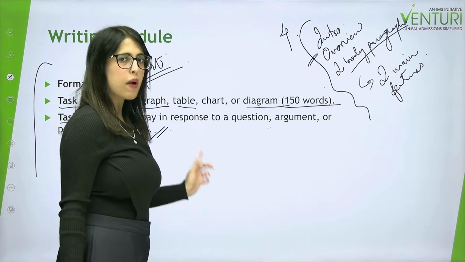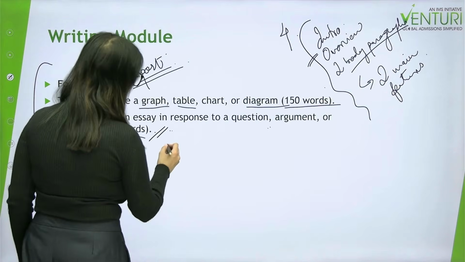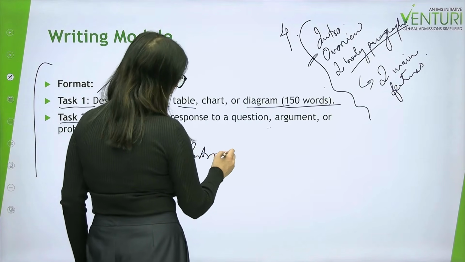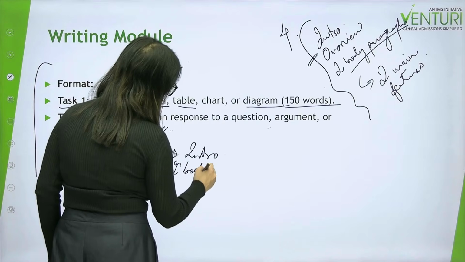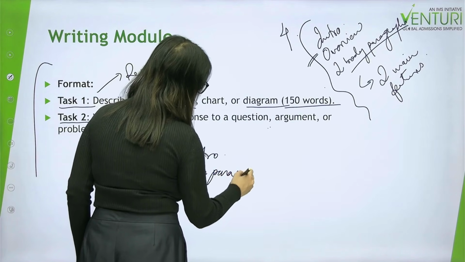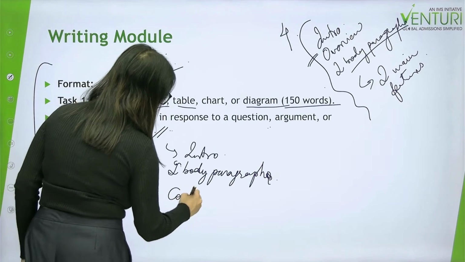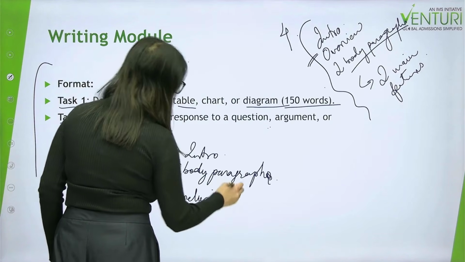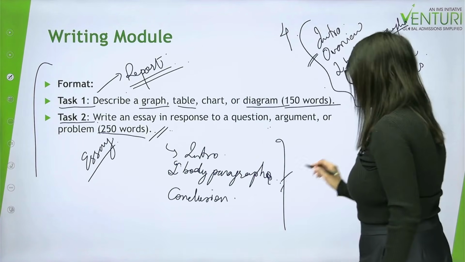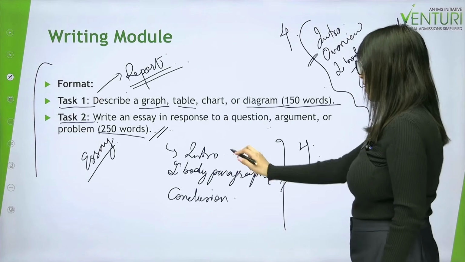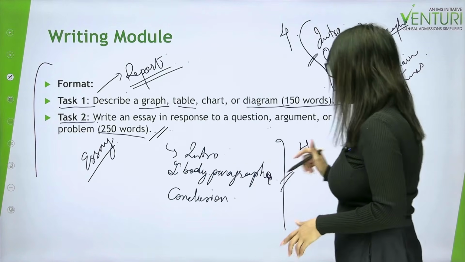Similarly, you are going to write 4 paragraphs for task 2 also. But here the structure is a little different. Here you will have one introduction, then 2 body paragraphs, and then a conclusion. We don't have any conclusion for task 1, but here we have a conclusion. So the total number of paragraphs here is also 1 plus 2 plus 1. So 1 plus 2 is 3, and then you have one more, so it's 4.